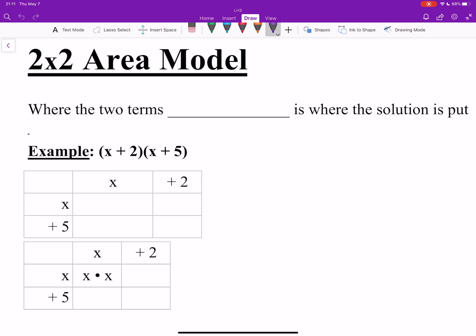So when we're working with what I call a 2x2 area model, which is just 2 by 2, we end up with 4 squares, where the two terms intersect is where the solution is put within the box. So we have to know how to use the box in order for it to be effective.